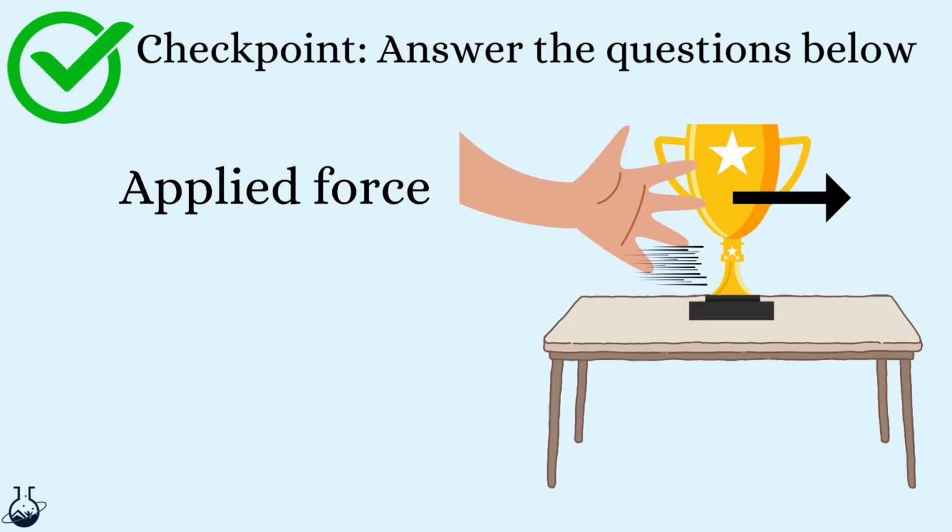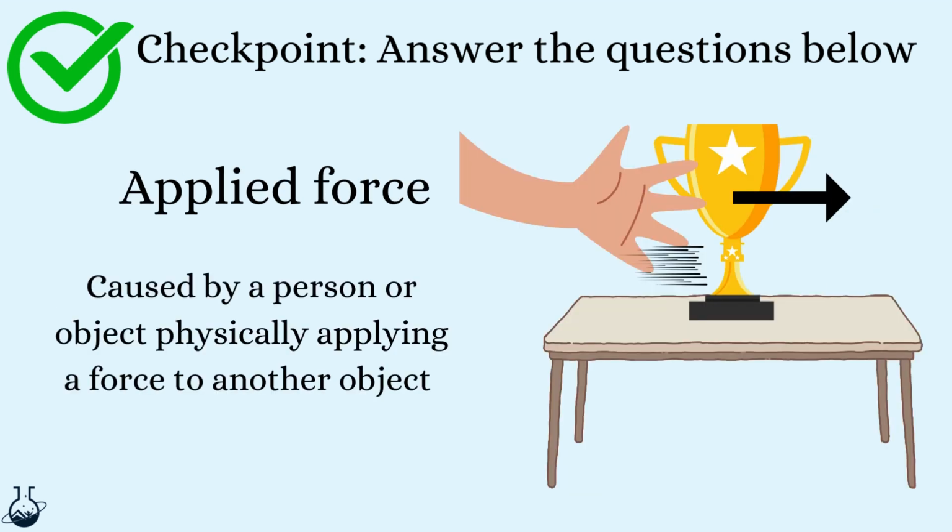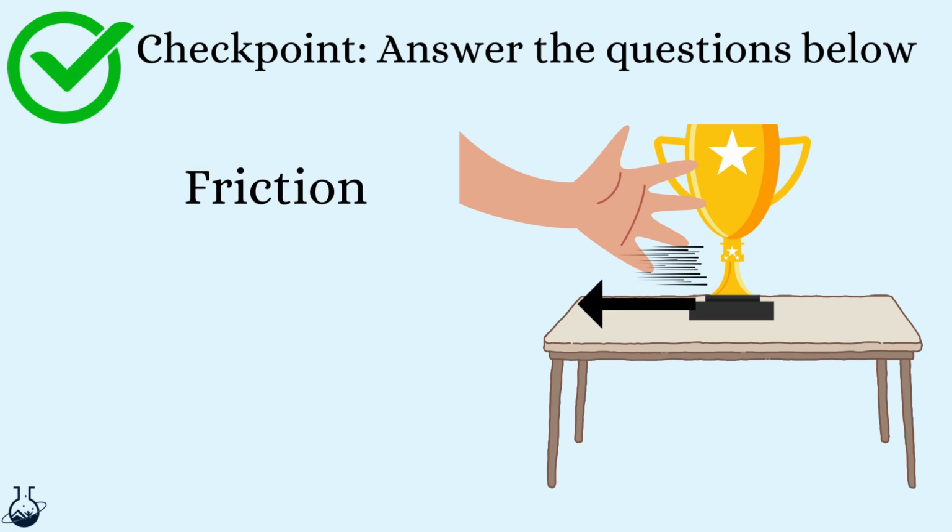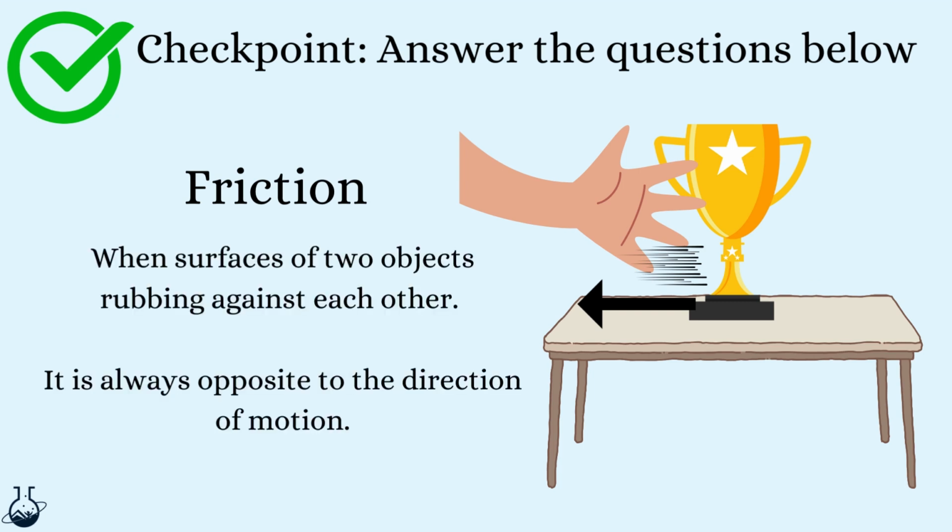We also have applied forces, a force caused when an object physically applies a force to something else, in this case, pushing the trophy along the table. This applied force can then cause friction, which is the result of 2 objects rubbing against each other and acts in the opposite direction to motion. So if the trophy on the table is pushed to the right, friction acts to the left.